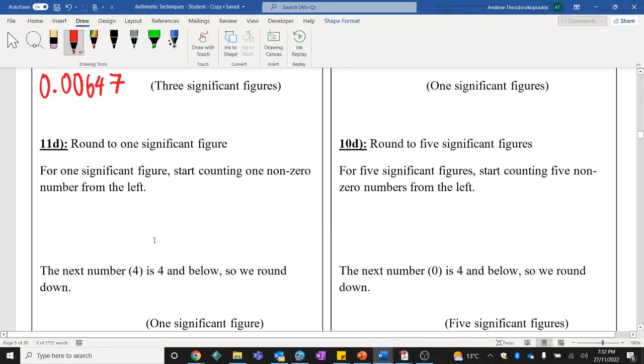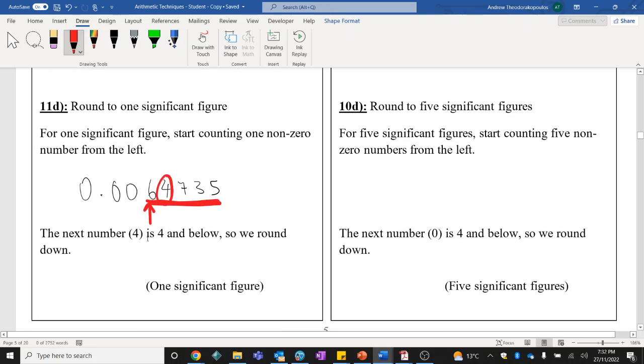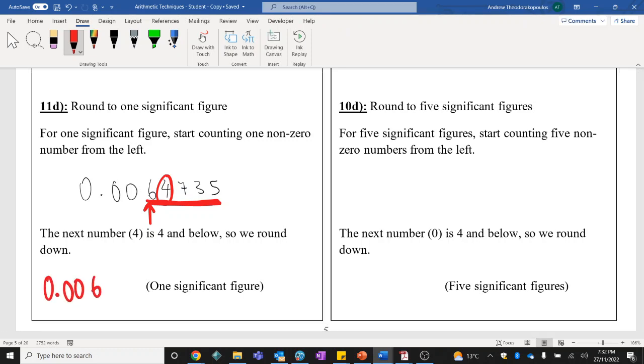Let's do the same thing again. Let's write the number down. 0.0064735. Let's underline all the significant numbers, which is here. We want 1 significant figure, so we're going to point to the first significant figure and circle the number after. The next number is a 4, which is a small number, so we round down. This 6 here stays the same. So we have 0.006, and that is rounding to 1 significant figure.